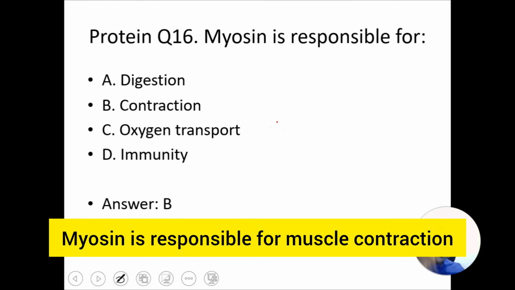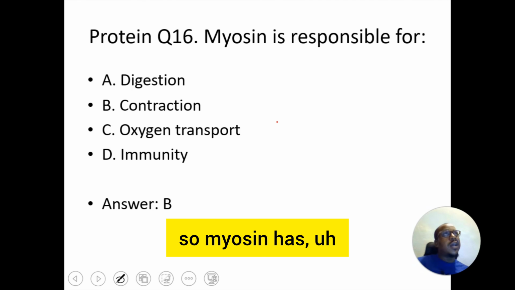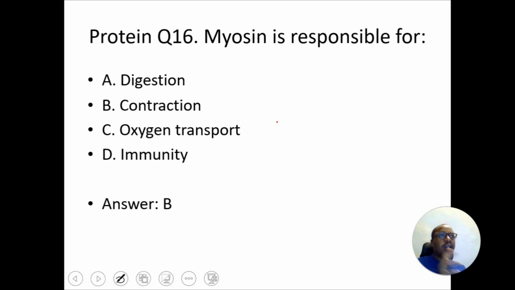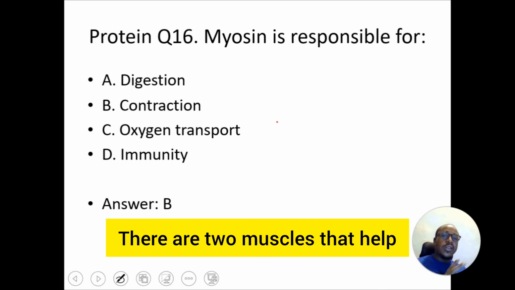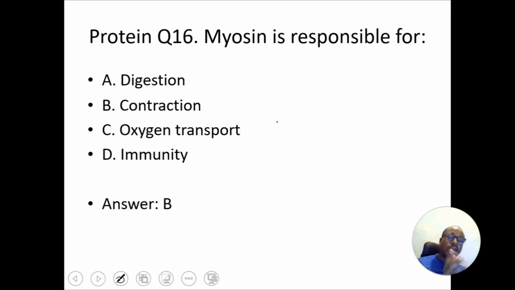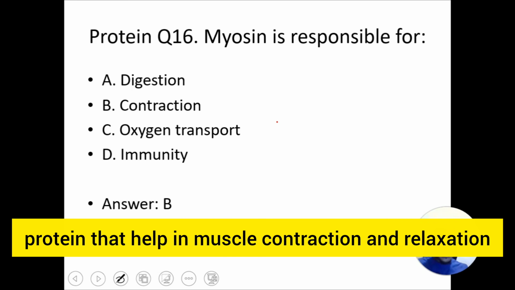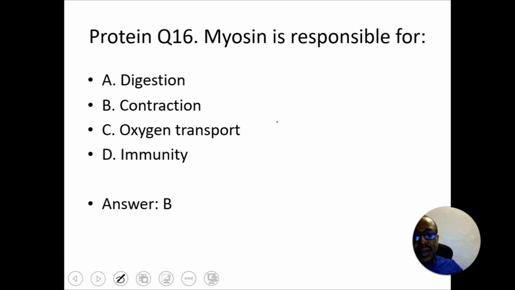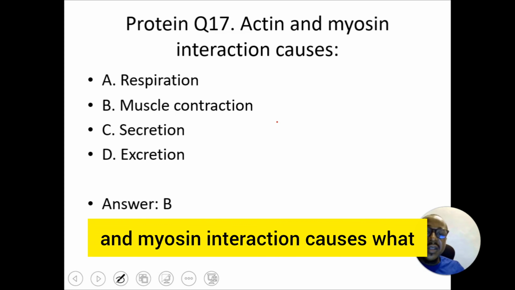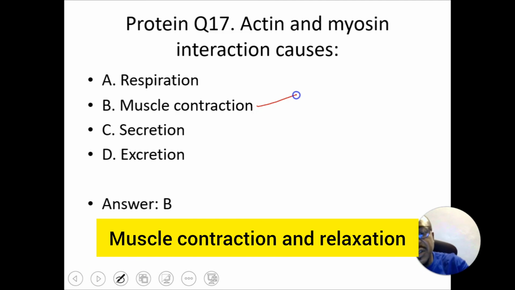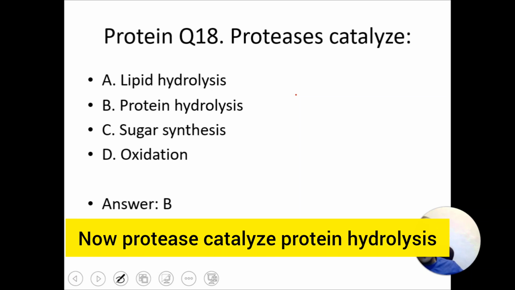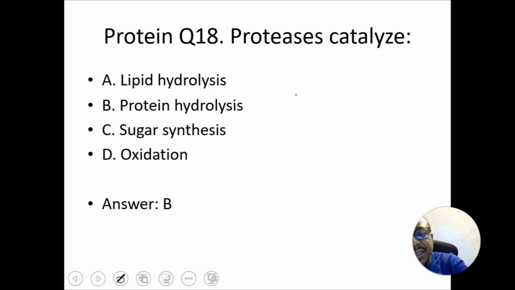Myosin is responsible for muscle contraction. There are two components: the actin and the myosin. They are proteins that help in muscle contraction and relaxation. Actin and myosin interaction causes what? Muscle contraction and relaxation. Now, protease catalyzes protein hydrolysis.